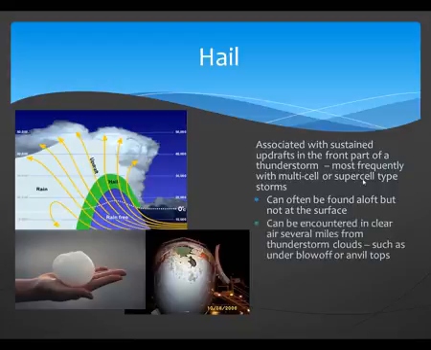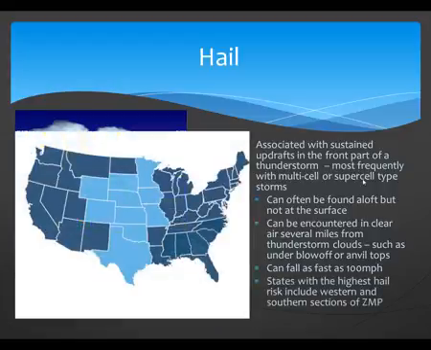It can be encountered in clear air several miles from thunderstorm clouds, such as under blow-off or anvil tops. It can fall as fast as 100 miles per hour. And the states with the highest hail risk include western and southern sections of the Minneapolis region.